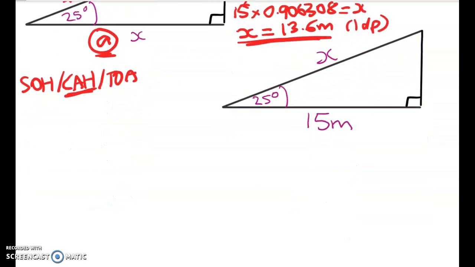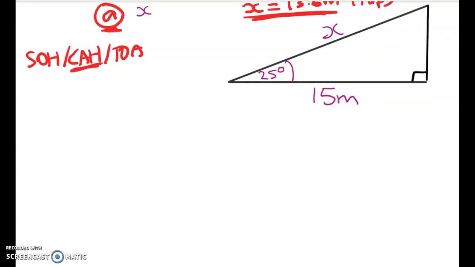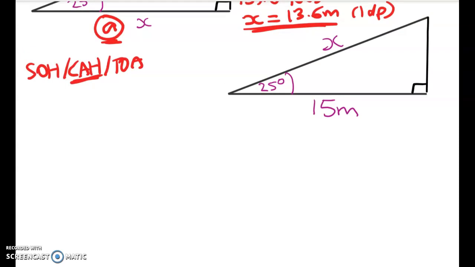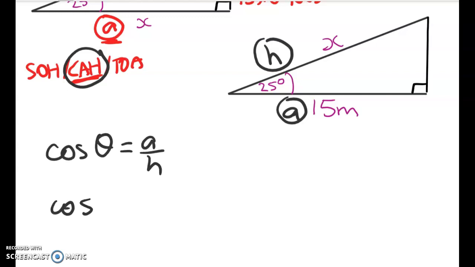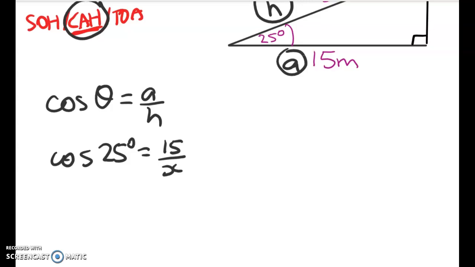Now let's look at the second one here. Very similar to start with. We'll just delete that little bit of mess there. So we do our labelling. This is the hypotenuse. This is the adjacent side. We're linking A and H, so we're using cosine. So cosine of theta is A over H. Cosine of 25 degrees is equal to 15 divided by X. This time the X is in the denominator.